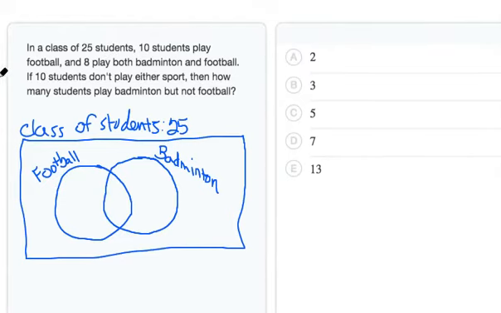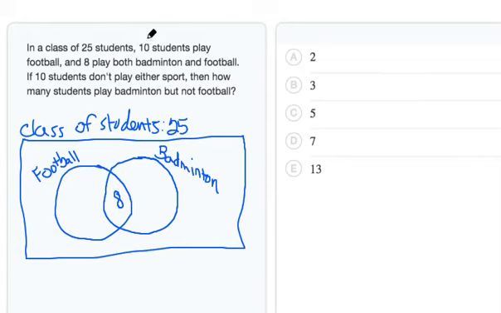10 students play football and 8 play both badminton and football. Now, students that play both badminton and football fall in this little sliver of our Venn diagram right here, the overlapping portion of these two categories. So that's 8 students that we have in here.